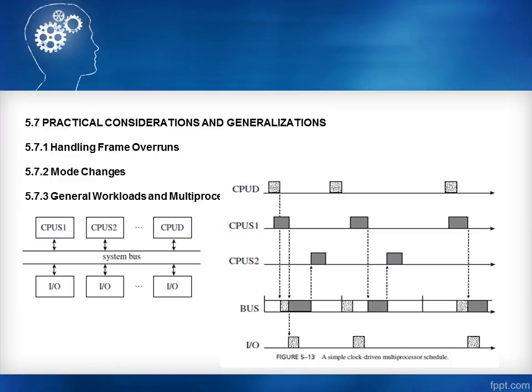So what about this third topic, general workloads and multiprocessors? He has taken an example to explain this topic. So this is the example where there is a system bus which is used for data transfer between the CPUs and the I/O. So the system bus is connecting the CPUs and the I/O.